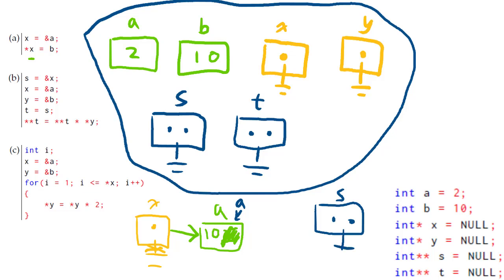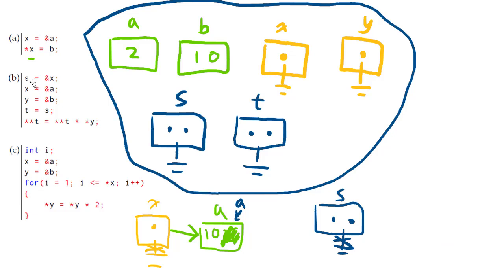So we need to cancel out the null. We cross it, and then we need to point it to the address of x. Our x, initially, is null. So it's going to be like this, pointing in this direction.